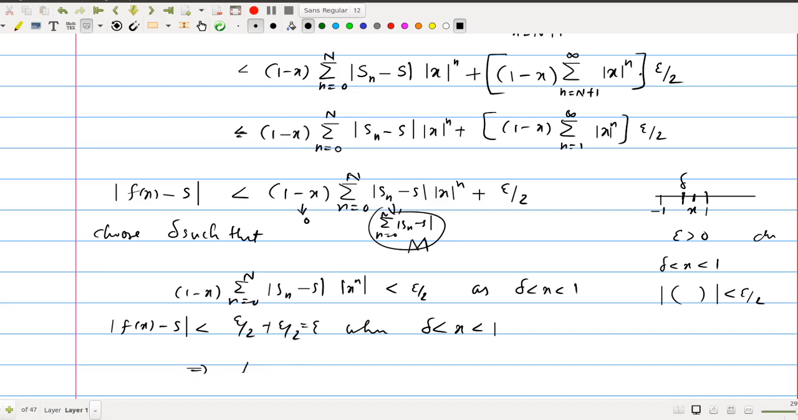So this implies limit x tends to 1. This is only a one-sided limit because f of x is defined only on the interval minus 1 to 1. So f of x is not defined at these points, so we can never expect the limit from the right hand side of 1. So limit x tends to 1 means the left hand limit at 1. So limit x tends to 1 of f of x is equal to s, which is equal to the summation from n equal to 0 to infinity of cn. So this proves the theorem.